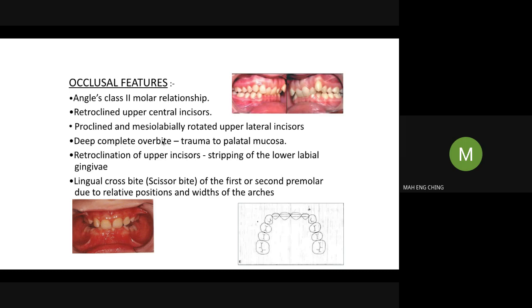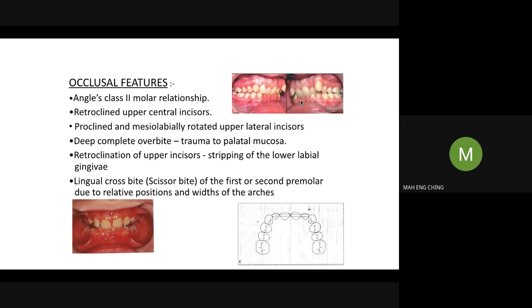So for deep bite, a lot of the time we try to correct it early before it causes any trauma to the palatal mucosa or the teeth. So retroclination of the upper incisor, then sometimes stripping of the lower labial gingiva. So same thing, if the overlapping between the incisors is too much, the lower incisor will cause stripping of the upper palatal gum, but the upper incisor will cause stripping on the labial surface of the lower incisor. So you get both upper and lower damage or trauma.